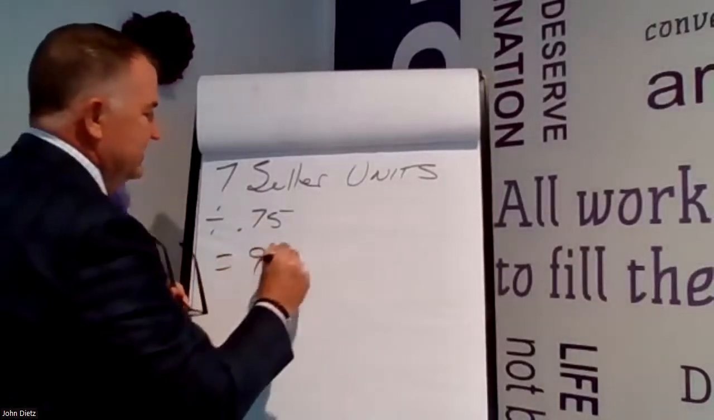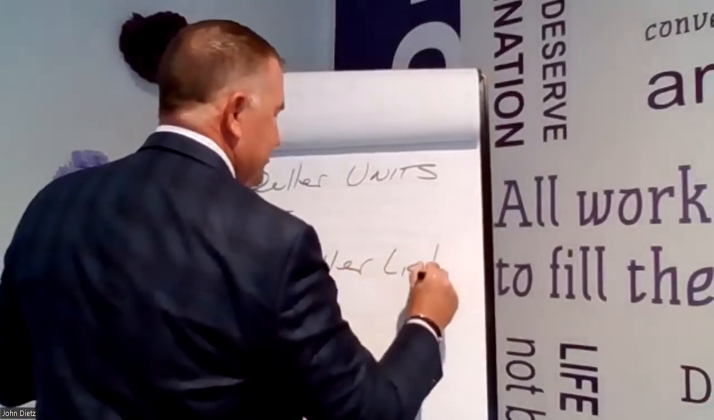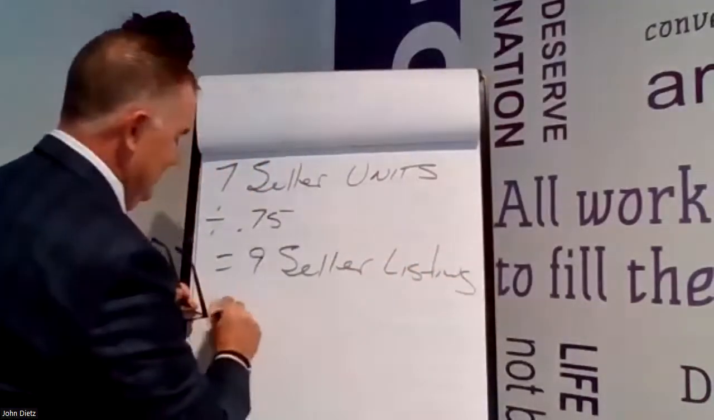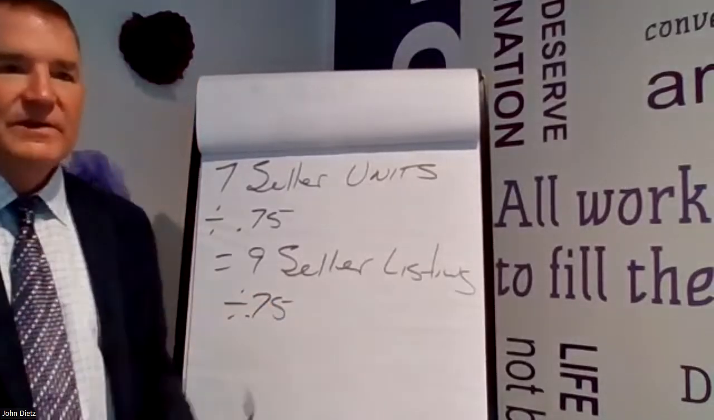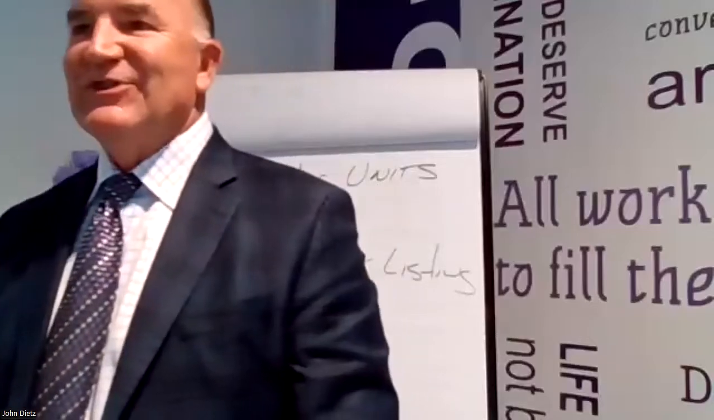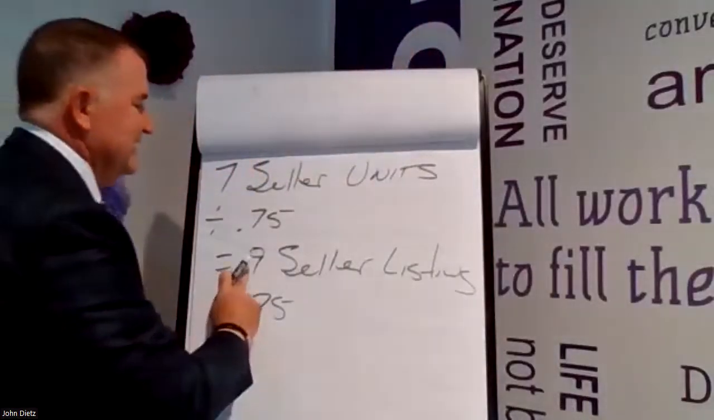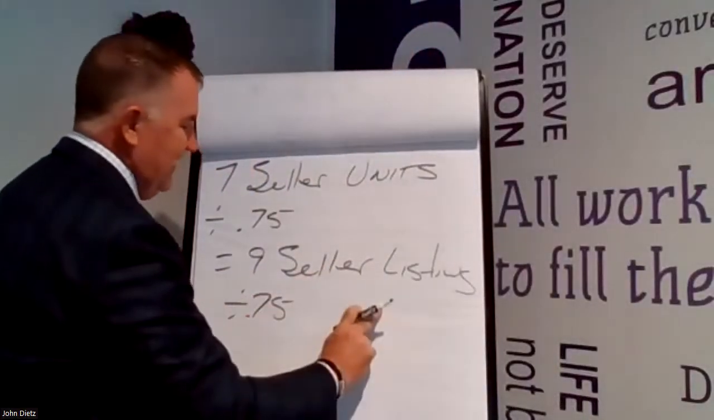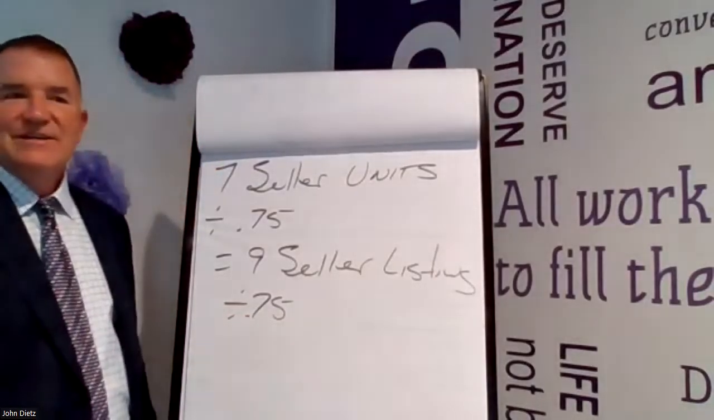So you're taking 9 seller listings. I want you to take that, divide it by 75% again, 0.75. The reason we're doing that is because if you learn your listing presentation, if you master your listing presentation at a high level, you should convert 75% of those appointments to listings taken. So if my goal is to take 9 seller listings and I have a 75% conversion ratio, how many appointments am I going on? 12.